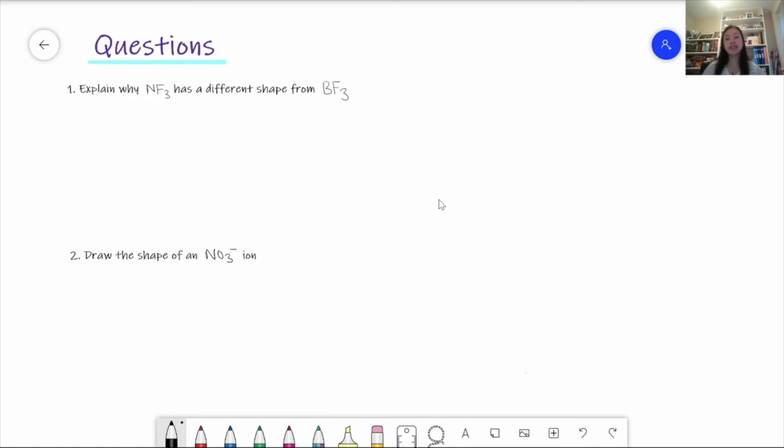So the first question is to explain why NF3 has a different shape from BF3. So first we're just going to look at the periodic table and see where everything is. So nitrogen is in group 5, so it has 5 outer electrons. And boron is in group 3, so it has 3 outer electrons. And fluorine is in group 7, so it has 7 outer electrons.